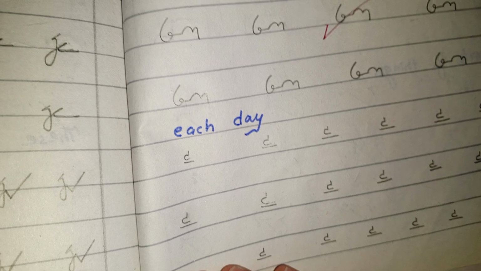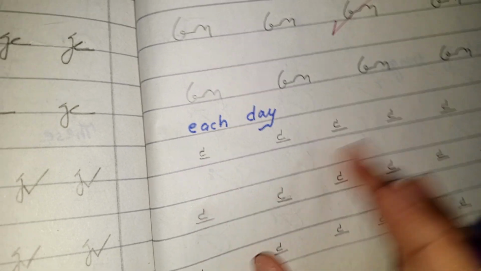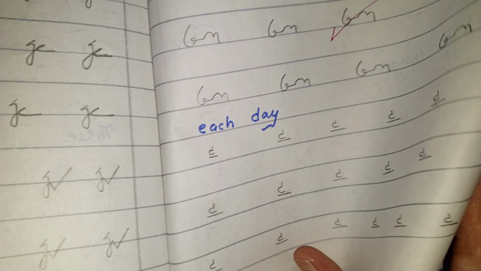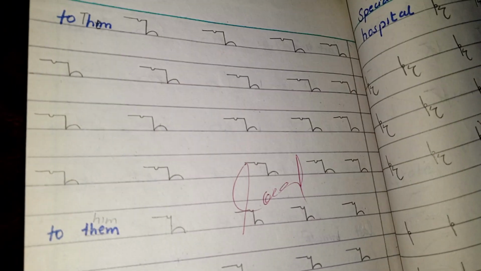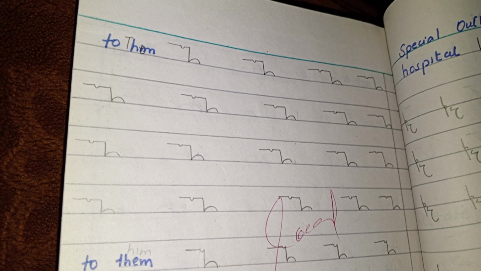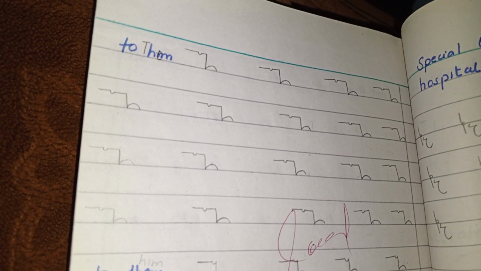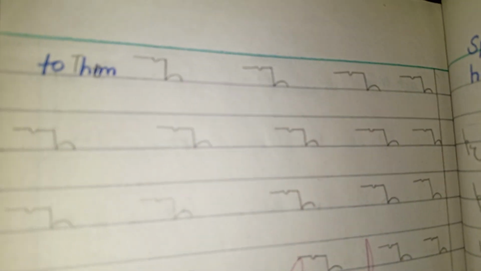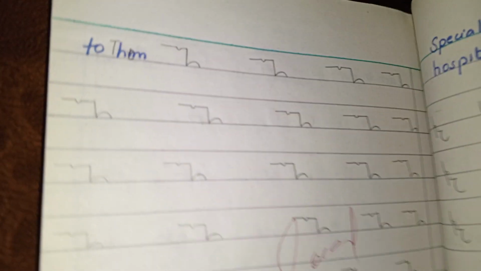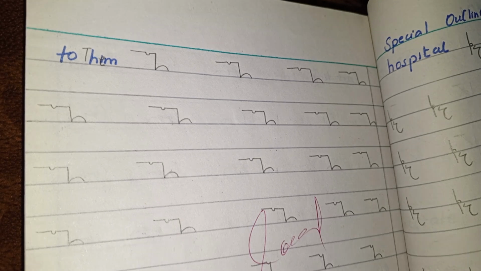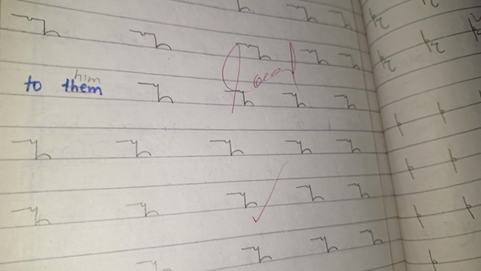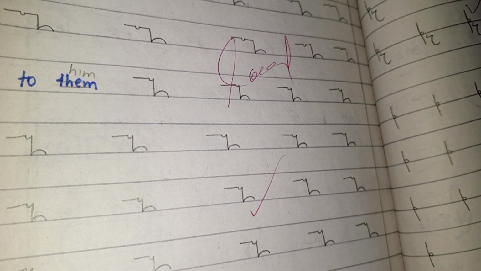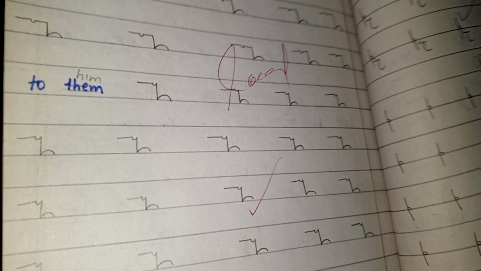Each day: above the line E and C, and for day we use the outline of D, but above the line. I told you that in Teeline shorthand, some special outlines and distinguished outlines, just take them as a rule. To them: for this word we use the outline TOTHM. Next, to him: TOHM.